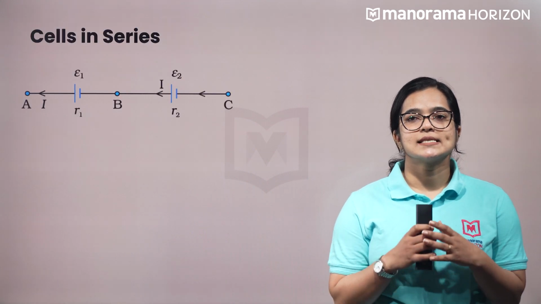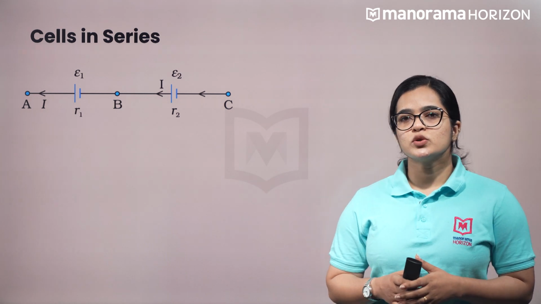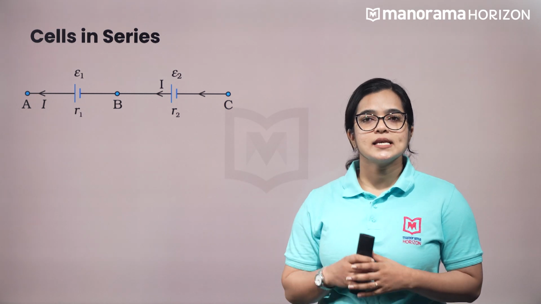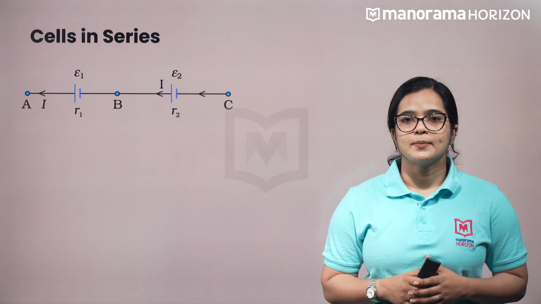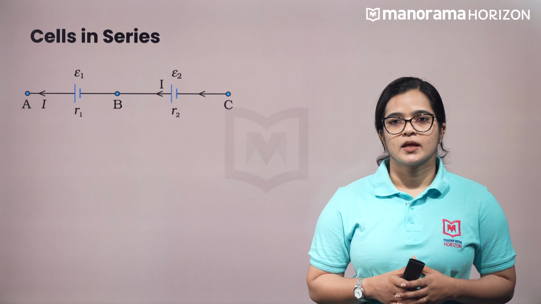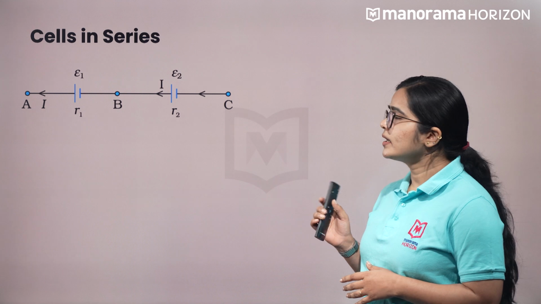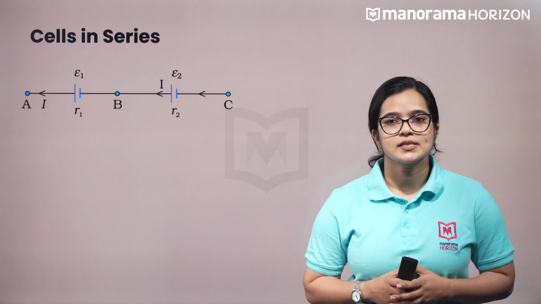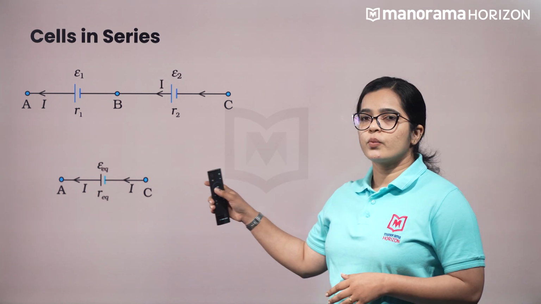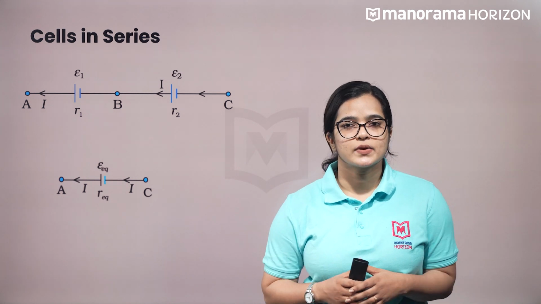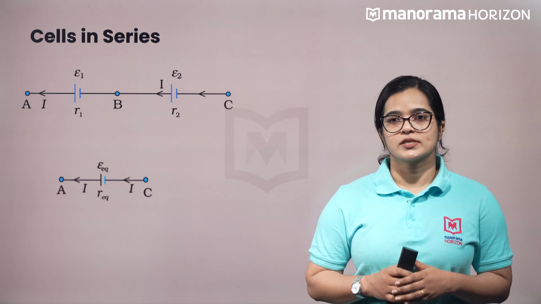Let us consider the cells in series first. We can see from the figure that the two cells are connected in series, where one terminal of the two cells is joined together, leaving the other terminal in either cell free. Here E1 and E2 are the EMFs of the two cells and R1 and R2 are their internal resistances respectively. An equivalent circuit is shown here with a new EMF and internal resistance value. Let us now find out the value of equivalent EMF and resistance here.